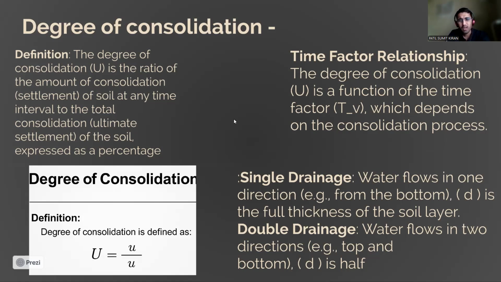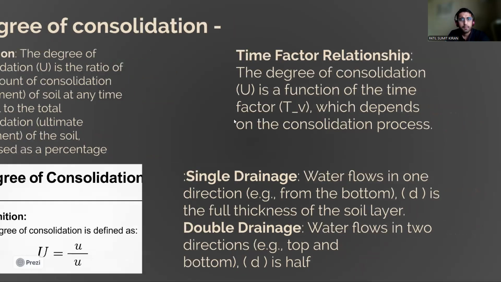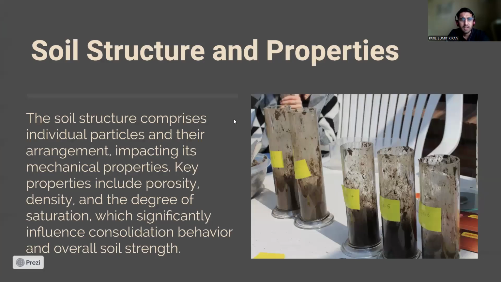There are two types of drainage systems. Drainage is how the water from the soil gets drained out. It can be single drainage or double drainage. In single drainage, water flows in one direction from the bottom only, and D is the full thickness of the soil. Next is double drainage, where water flows from both directions, top and bottom, and we consider D as half. These two types, single drainage and double drainage conditions, we must consider during the numerical calculations.